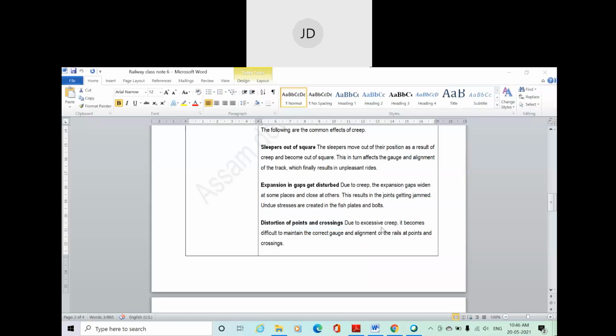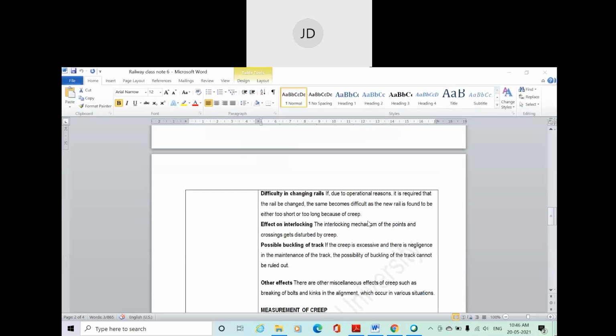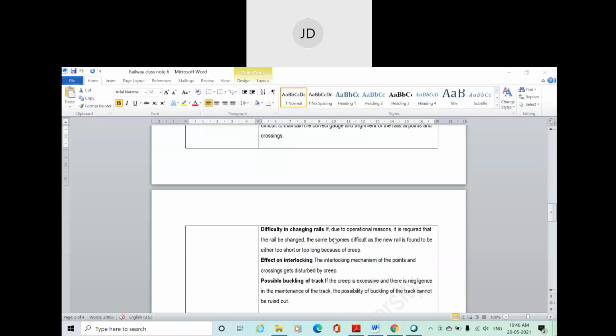So due to excessive creep, it becomes difficult to maintain the correct gauge alignment of the rail at point and crossing. Okay, anyway, difficulty in changing rails. If due to operational reason it is required that the rail is changed, the same becomes difficult as the new rail is found to be either too short or too long because of creep. So because of the creep also, the maintenance of the railway line becomes difficult.